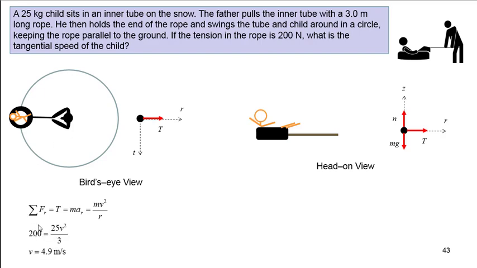So I can plug in my tension was 200 newtons, my mass is 25 kilograms, my radius is 3 meters, and that lets me solve for my tangential velocity of 4.9 meters per second.